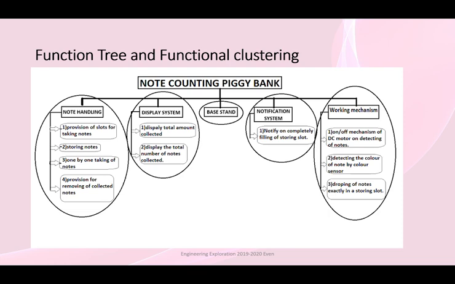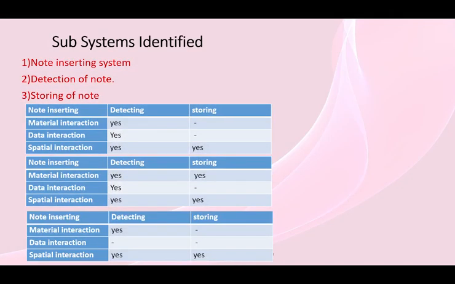After the note passes from the DC motor, there should be the color detector, so it can detect the color and we can come to know which note it is. After the note detection, it should directly go into the storage slot. So these are the three mechanisms that should be done. Now let's see what subsystems were identified. The first is the note inserting system, next is detection of the note, and next is the storing of the note. So these are the three primary steps we have taken for the subsystems.